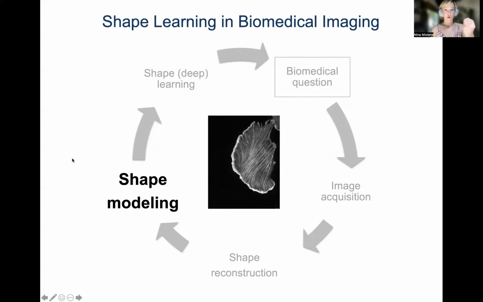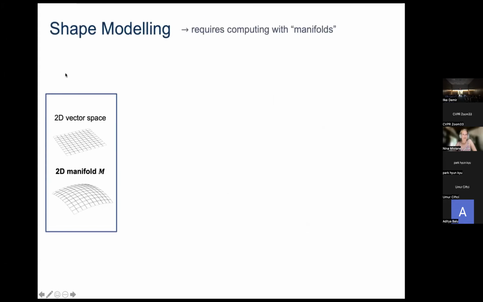Let's start with how we represent the notion of shape in a computer. So shape modeling or shape representation is interesting because we have different choices as to how to model the shape of the biological structure. But irrespective of these choices, very often we end up computing with manifolds. So what is a manifold? On the left, you have a visual definition of what is a manifold. We can generally define a manifold as a generalization of a vector space that is allowed to be curved.